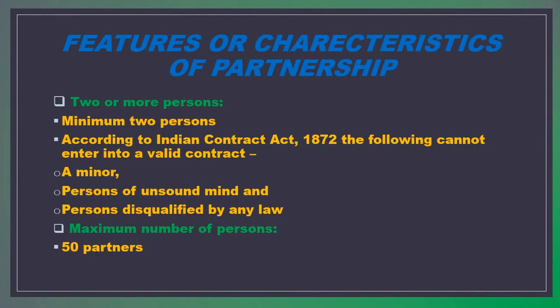Now, from the definition and nature of partnership, we can draw some important features or characteristics of partnership, which are: first, 2 or more persons, that is, there must be minimum 2 persons to start a partnership business, and those 2 persons must be capable of entering into a valid contract, because the Indian Contract Act 1872 says that a minor, persons of unsound mind, and persons disqualified by any law cannot enter into a valid contract. Second, maximum number of persons. According to Rule 10 of Companies Rules 2014, a partnership firm can have maximum of 50 partners.